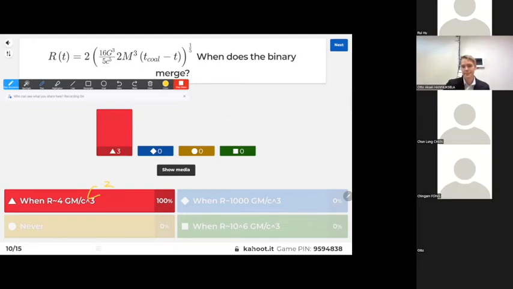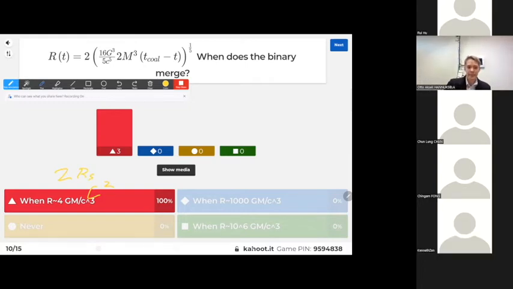Correct me if I'm wrong, this is the event horizon or Schwarzschild radius of a black hole, right? Yes. So this would be twice the Schwarzschild radius. I realize my answer is actually slightly incorrect. Maybe someone can correct it.